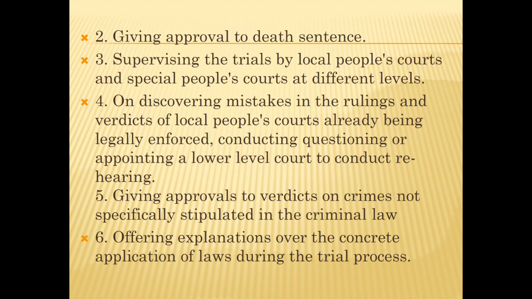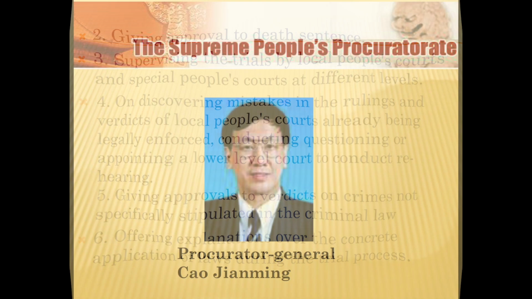Number 2, giving approval to death sentences. Number 3, supervising the trials by local people's courts and special people's courts at different levels. On discovering mistakes in the rulings and verdicts of local people's courts already legally enforced, conducting questioning or appointing a lower level court to conduct a rehearing. Number 5, giving approvals to verdicts on crimes not especially stipulated in criminal law. Number 6, offering explanation over the concrete application of laws during the trial process.